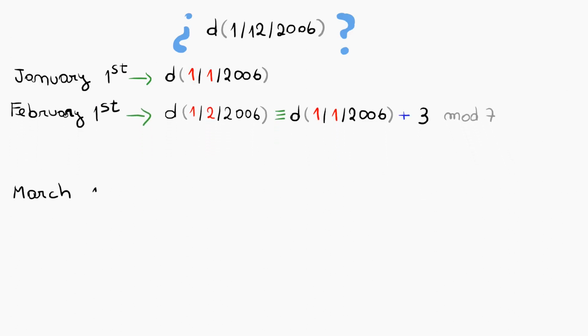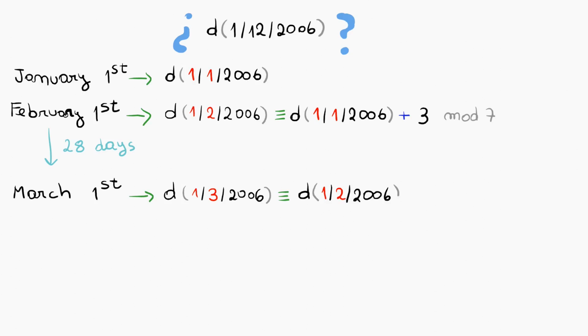Now, the 1st of March 2006 occurs 28 days after the 1st of February, since February has 28 days. So we get the day of the week for March 1st by taking the day of the week for February 1st and adding 28 modulo 7. But the day of the week for February 1st is congruent with the day of the week for January 1st plus 3. We then substitute this into the second formula to leave everything as a function of January 1st. Since 28 is 7 times 4, we can disregard it to obtain the following relationship.